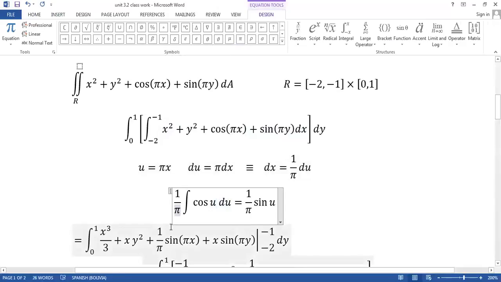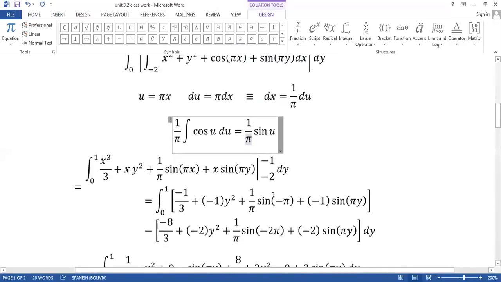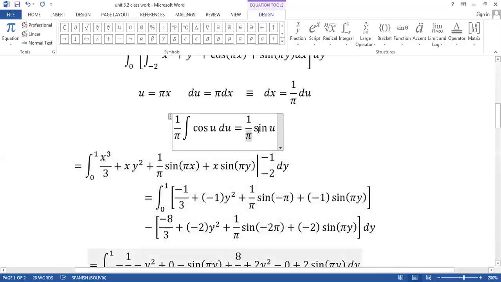And then I integrated that. And when you integrate cosine u, you get sine u. The multiple is just put back. Hold on, sir. You say because the 1 over pi is constant, you put it outside? Yes.